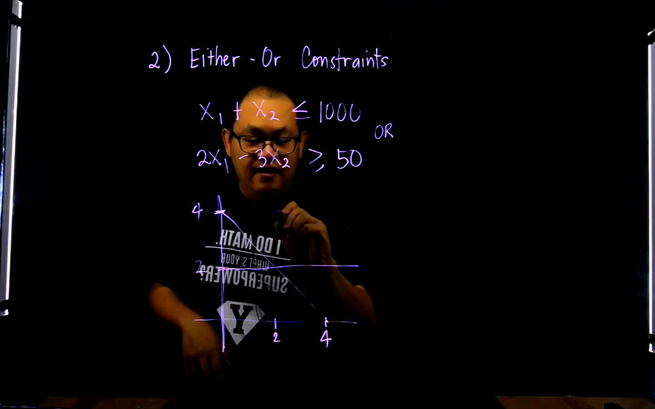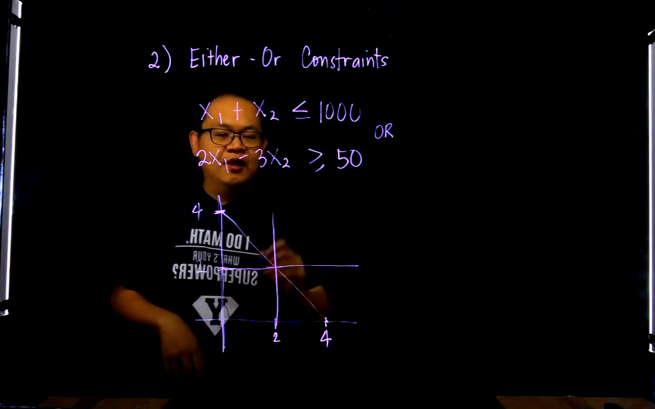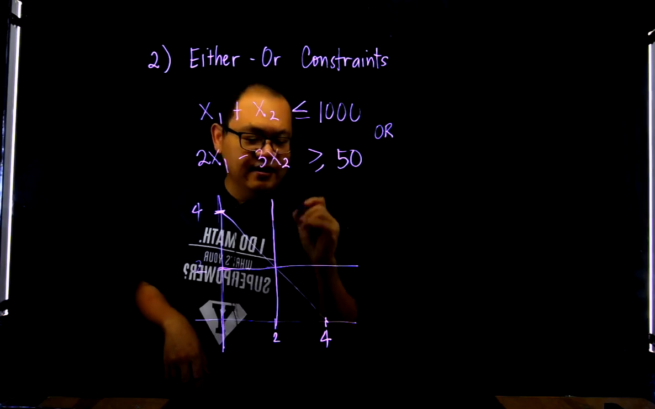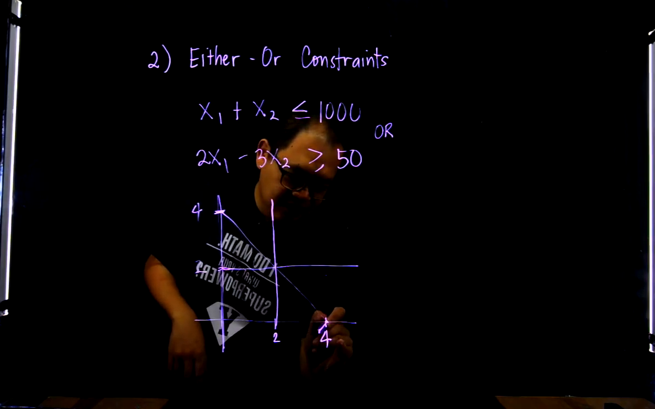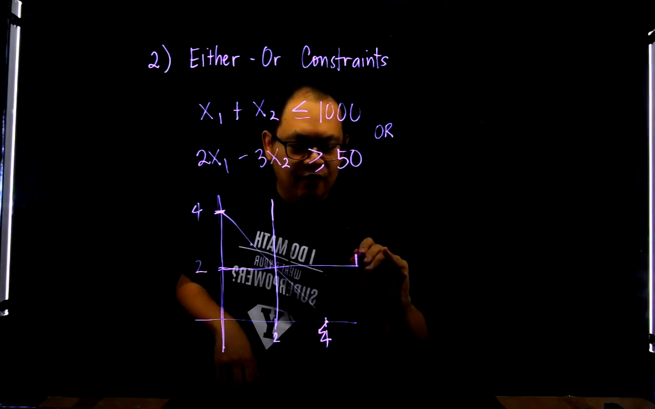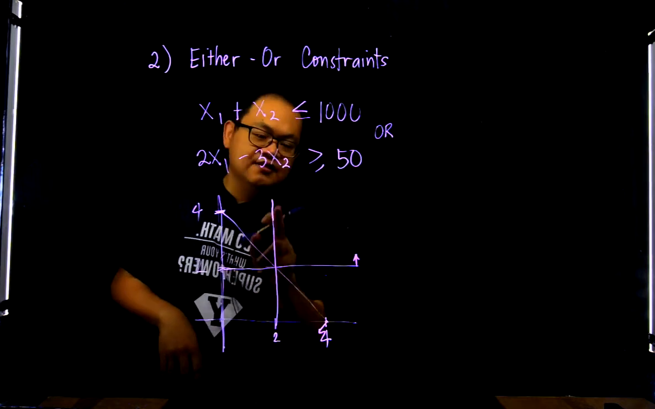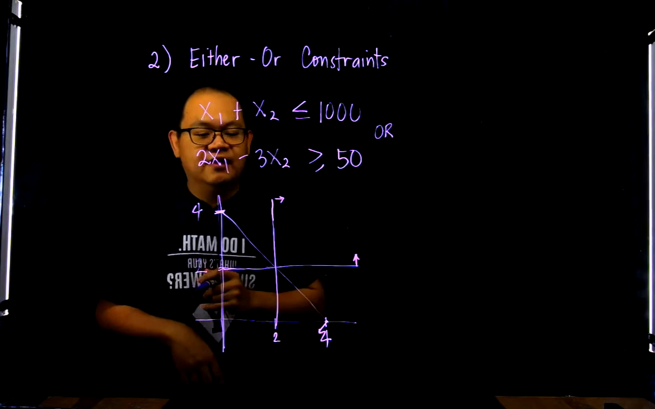Okay, and I have this line as well. Now let's say for this diagonal line, it is facing downwards. This horizontal line is facing upwards, and this vertical line is facing to the right.